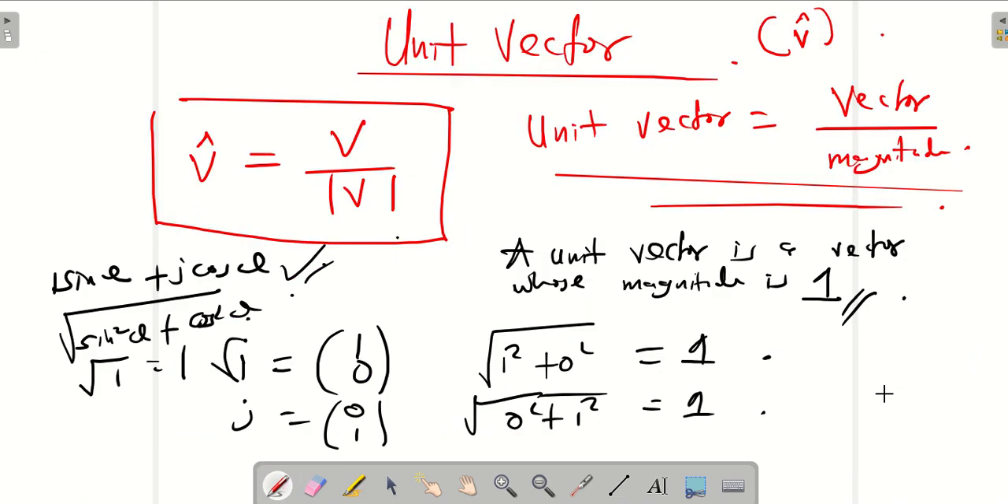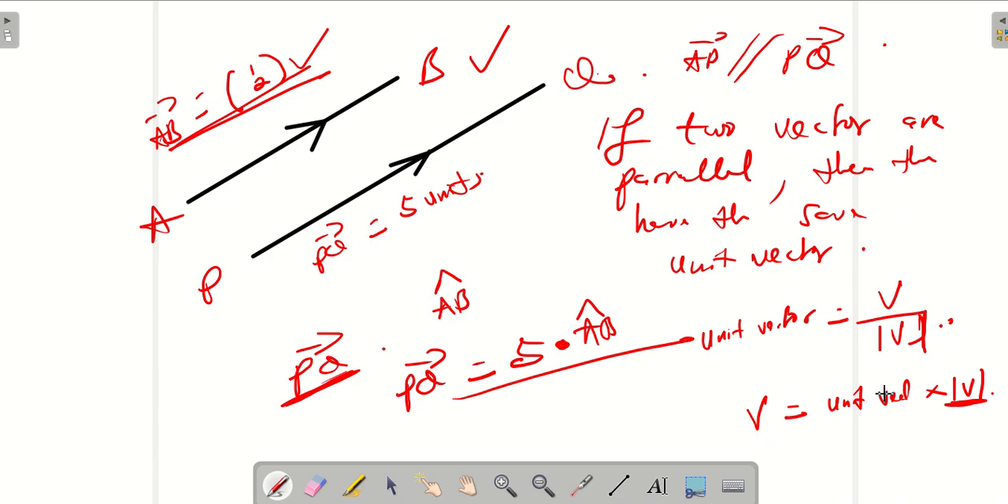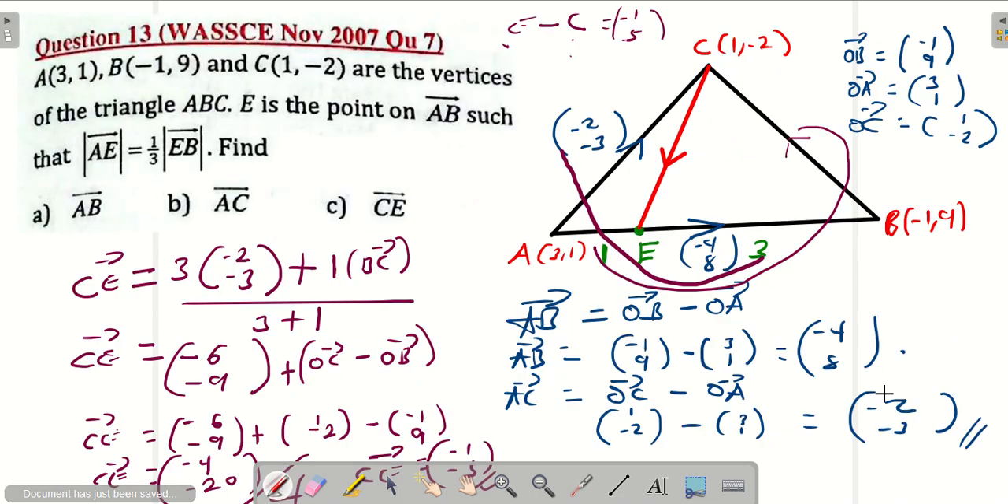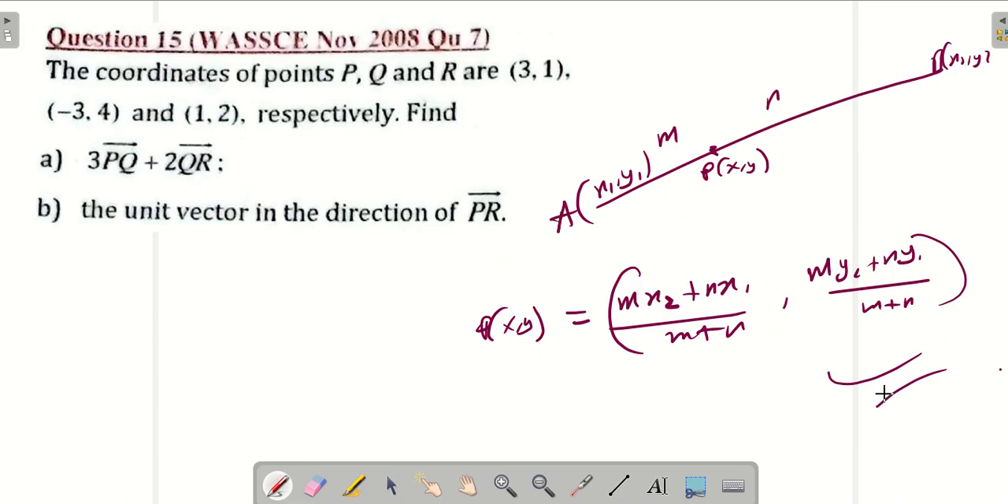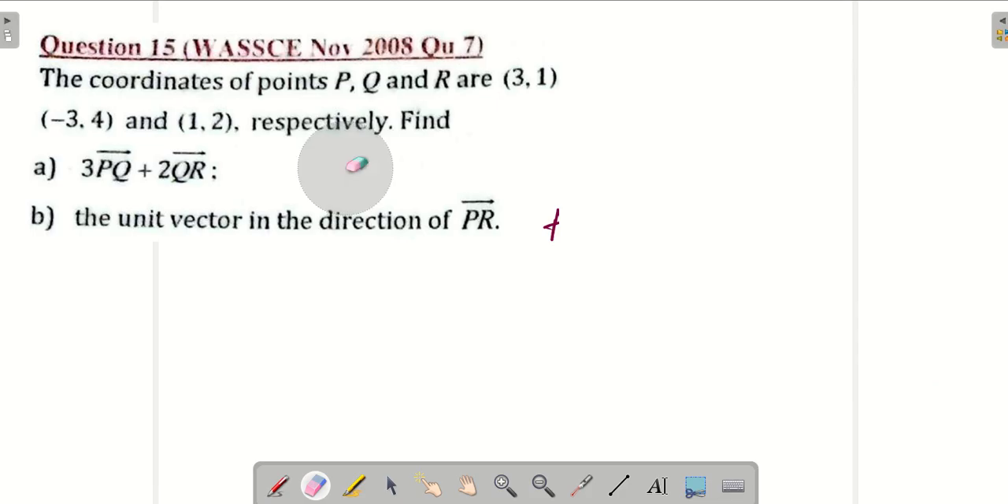Remember, hey, what is the time? We have not even started the dot product too. We are still on vectors. Okay, let's look at this. Let's solve this one. Try this question.